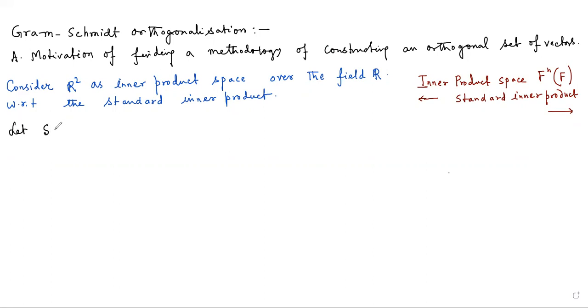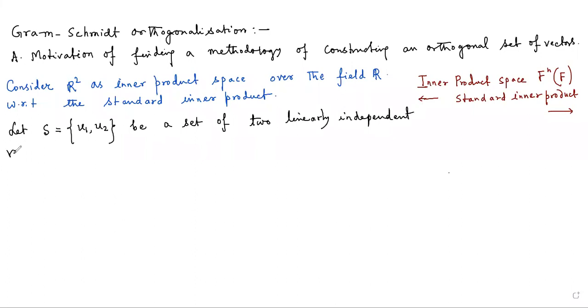Then once we do this, our next job is to take a set S of two vectors U1 and U2, and this set S containing the two vectors U1 and U2 is supposed to be linearly independent. You know, a particular set is linearly independent when the vectors present in it are linearly independent. So we are writing: let S be a set of two linearly independent vectors in R2.